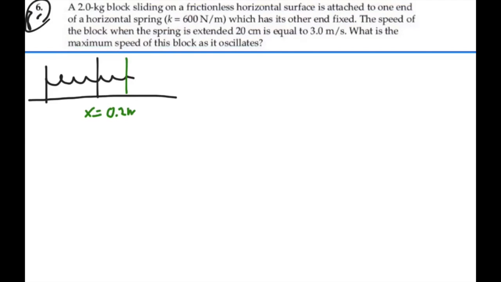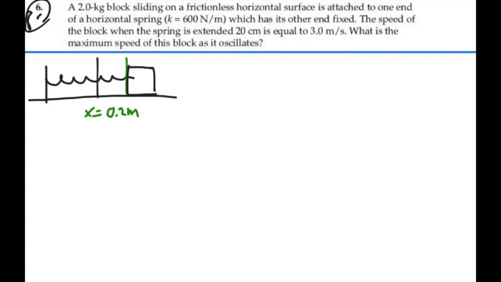All right, let's see what we have here. We have a block attached to a spring, and the spring has been extended a distance x equal to 20 centimeters, 0.2 meters. So here's our block, and it's moving at that point as well. It's moving with a velocity of 3 meters per second.